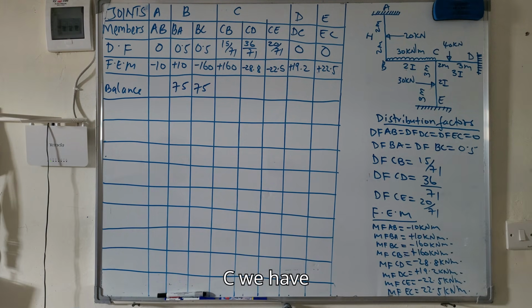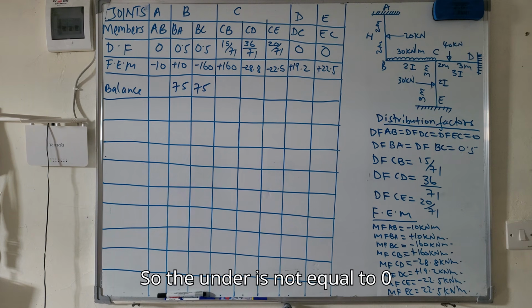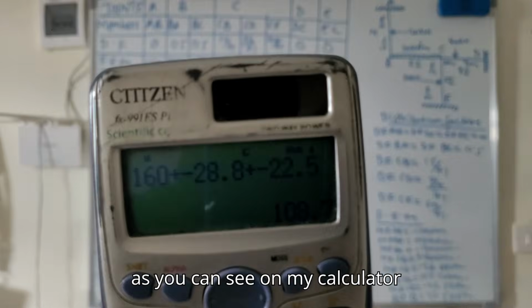So we go to C. At C, we have 160 plus negative 28.8 plus negative 22.5. The answer is not equal to 0, as you can see on my calculator.